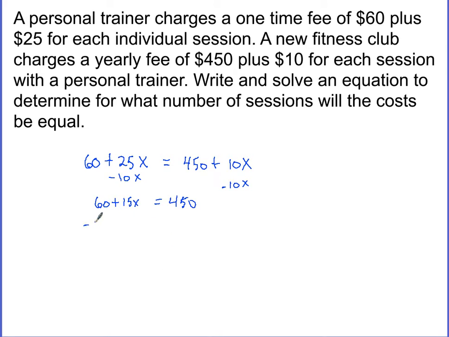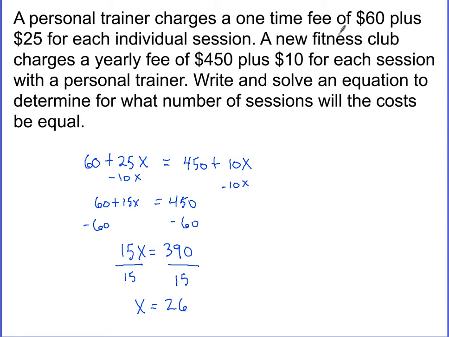Now I can subtract 60. 15x equals 390, and then divide by 15. So 390 divided by 15 is 26. X equals 26. And so what that means is if you're going to do 26 sessions a year, 26 times with a trainer, then it doesn't matter which plan you choose. You're going to pay the same amount of money.